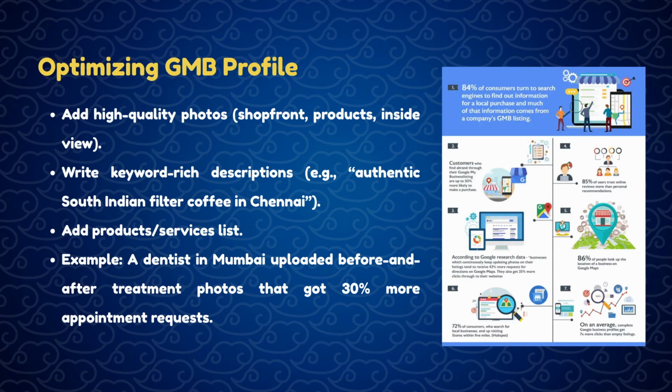Now we are going to see how to optimize your Google My Business profile. First of all, you have to add high quality photos of the shop front, products and inside view. You have to write keyword rich descriptions, for example, authentic South Indian filter coffee in Chennai. You have to specify your product and also add multiple products or services that your business gives. For example, a dentist in Mumbai uploaded before and after treatment photos and got 30% more appointment requests.